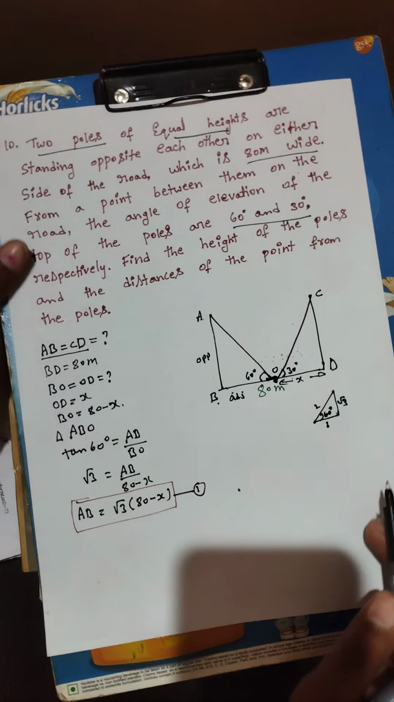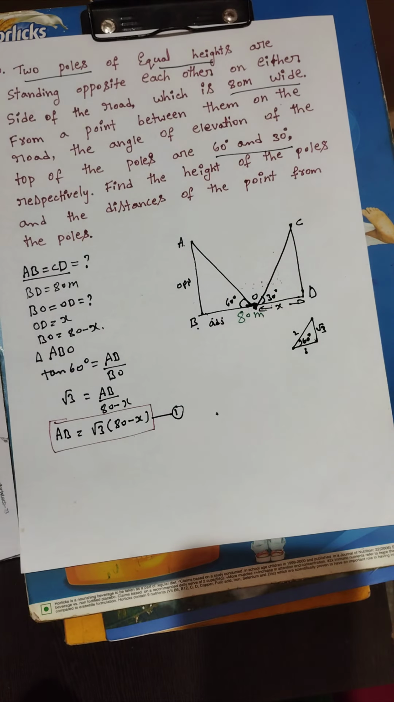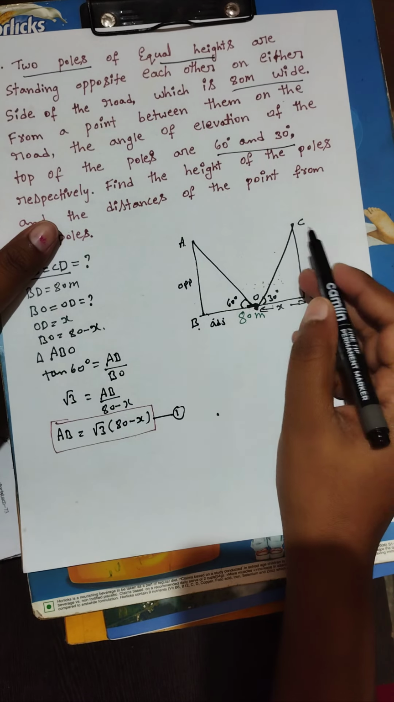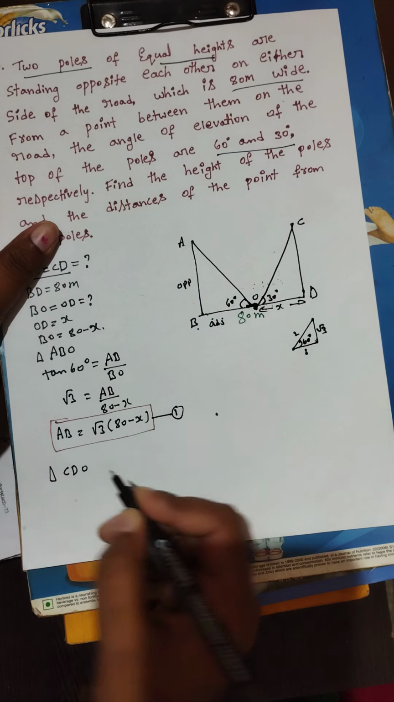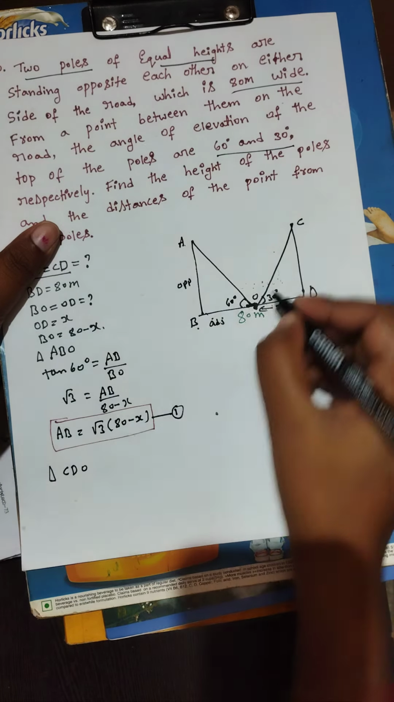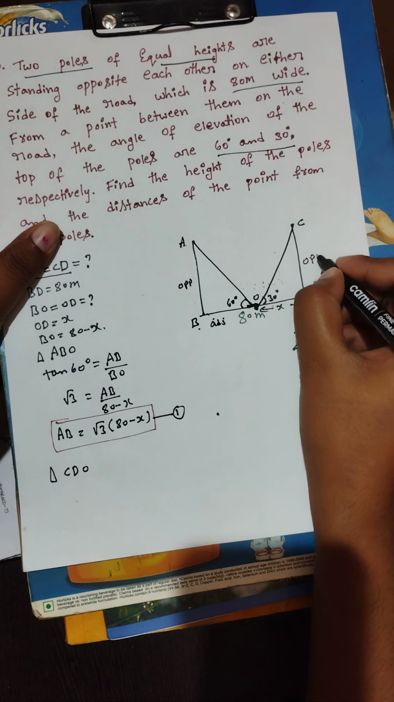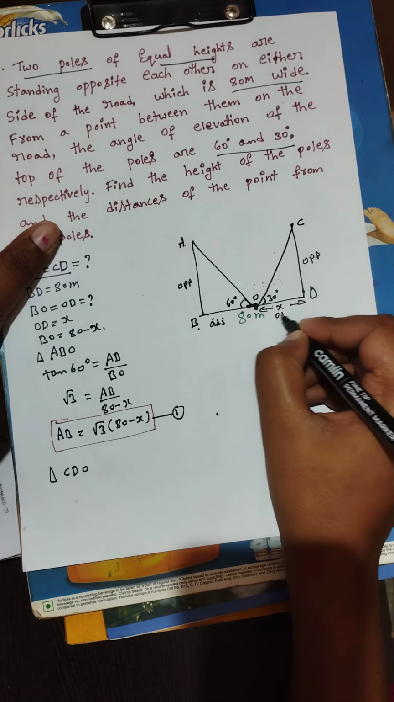Okay. Next, after this what we need to solve, you just go through it. You have one more triangle. Consider the triangle CDO. In this you consider again tan 30. 30 degree is there here. So it is exactly opposite and the down is the adjacent one.